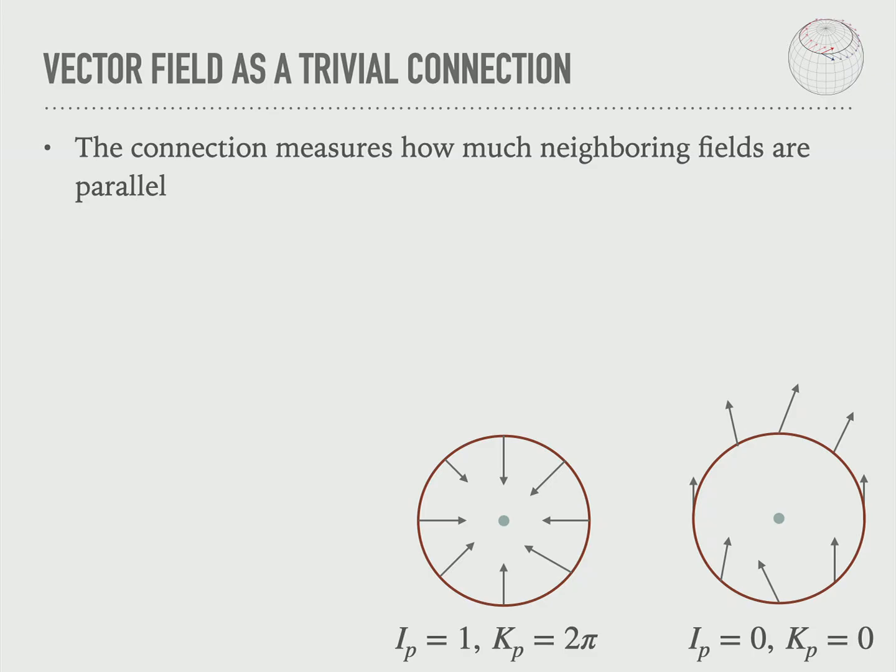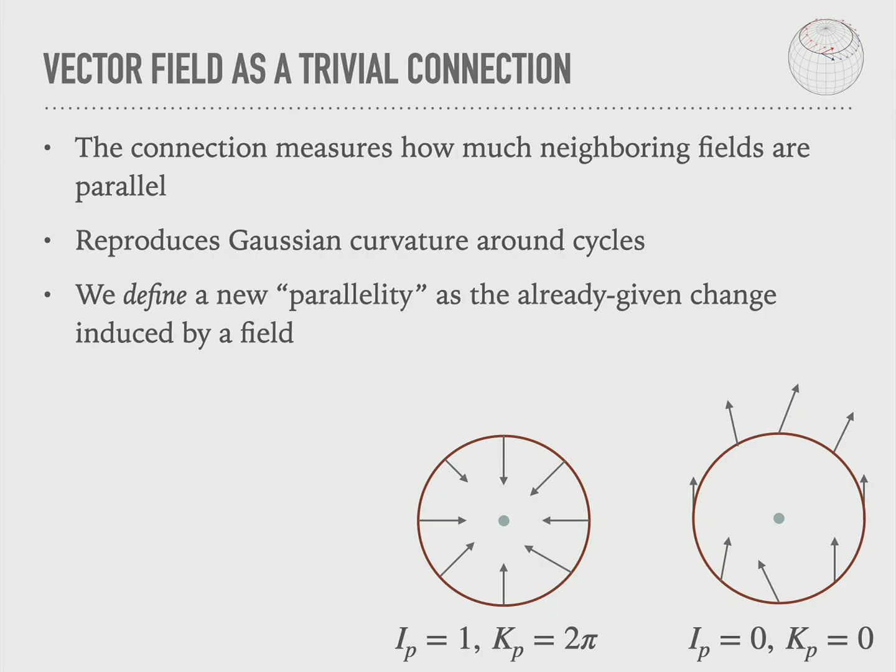So the connection measures how much neighboring is parallel, and the vector field is a deviation from parallelity. Okay, so we define a new parallelity that is the already given change by a field, and the connection is trivial in the sense that every walk around every cycle either adds up to 0 because you keep rotating to offset curvature, or an integer because you add the singularities. That's called a trivial connection. So this new curvature that is induced in the left one is 2 pi, because I walked around the vector field and rotated once. And the curvature induced by this non-singular point is just 0, because you return to the same place.